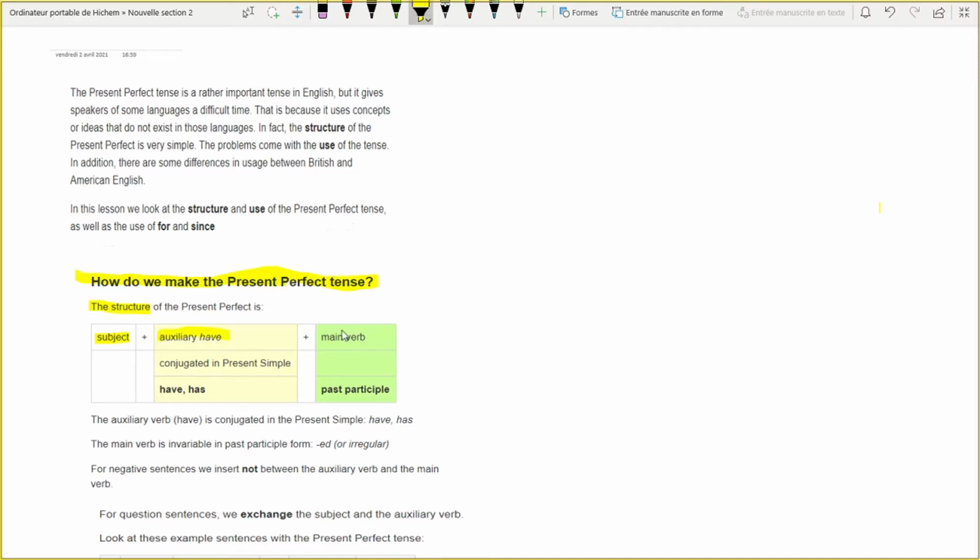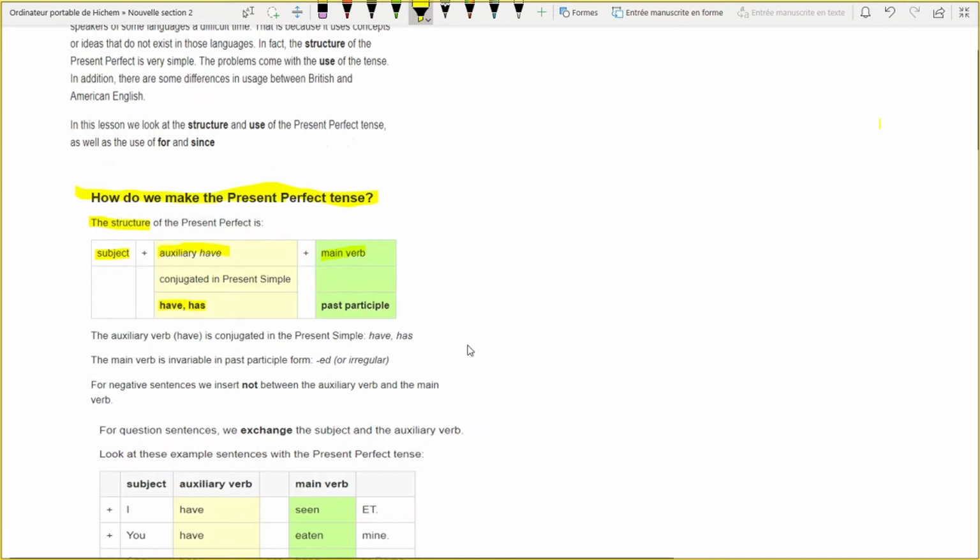It's quite easy. We start with the subject, we add the auxiliary have, and then we add the main verb, right? The auxiliary have needs to be conjugated in the present simple, as you can see. And the conjugation of the present simple, when it comes to the auxiliary have, is either have or has, okay? So when it's he, she, it, we have has. When it's the other personal pronouns, it's have. After that, we are going to add the past participle. So this is basically the structure of the present perfect.